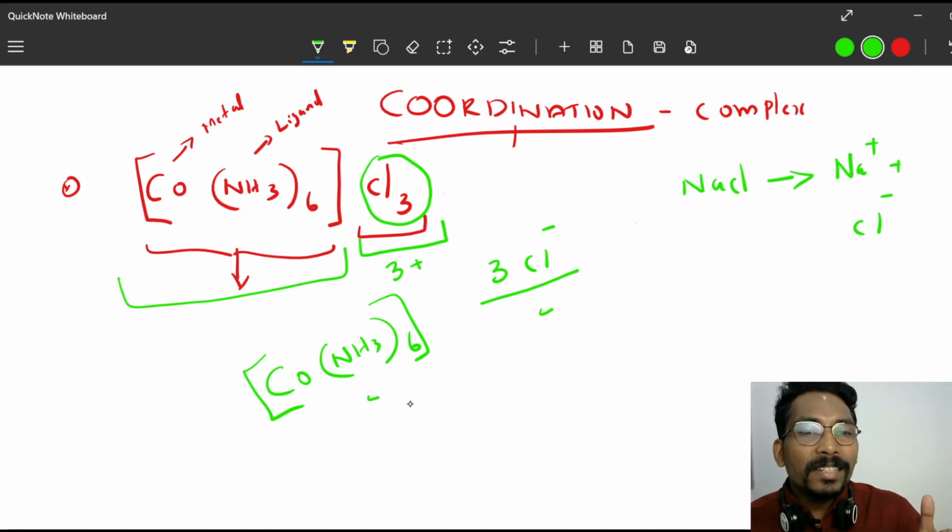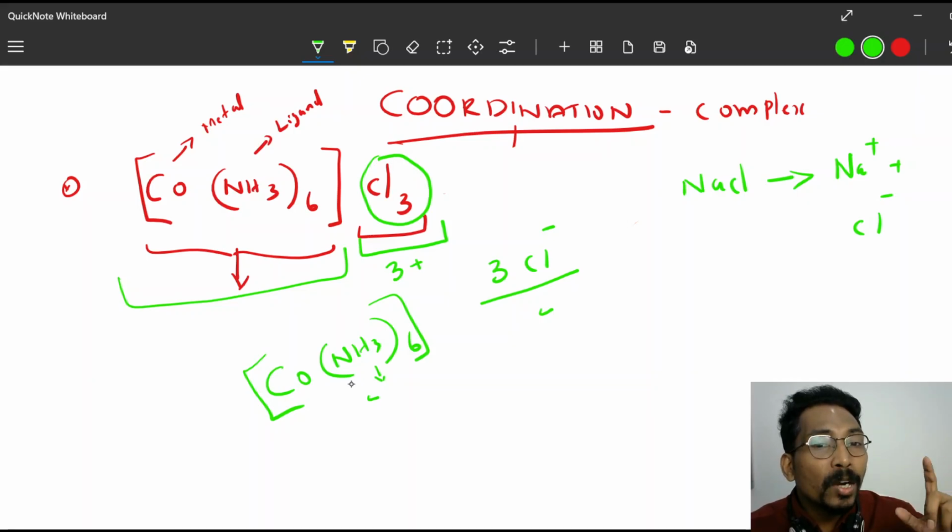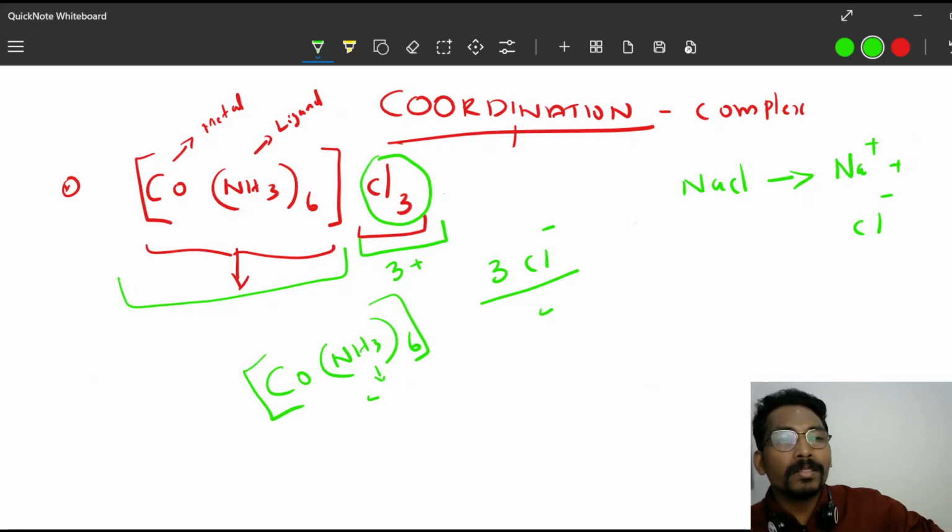Inside the cation, as the cation is the coordination sphere, you have to start naming with the ligand inside the square bracket. In this compound, the ligand is ammonia. How many ammonia ligands are there? 6 ammonia ligands are there, and the central metal atom is cobalt. And one more important thing, you have to find out the oxidation state of the central metal atom. Here you can see the central metal atom is cobalt. Actually, the proper method is like this.